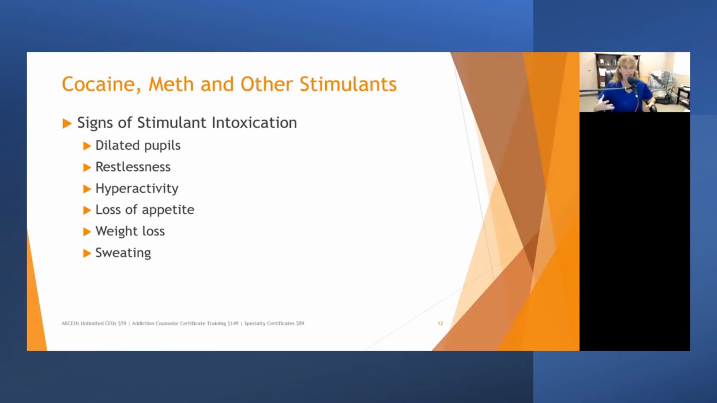Think about what a stimulant is. It's something that's supposed to increase your heart rate and get you going, basically mimicking running. So when you think about it, you will have all the effects of being completely wound up and going full bore, but the person may be sitting still.